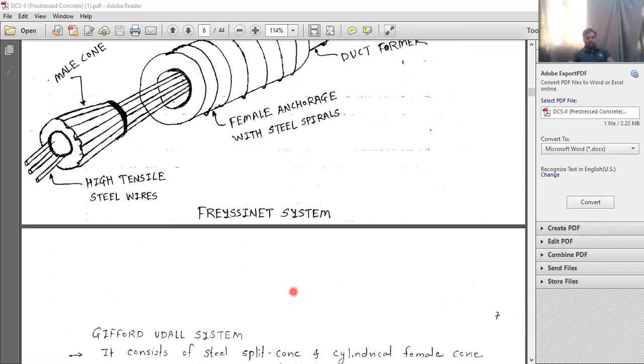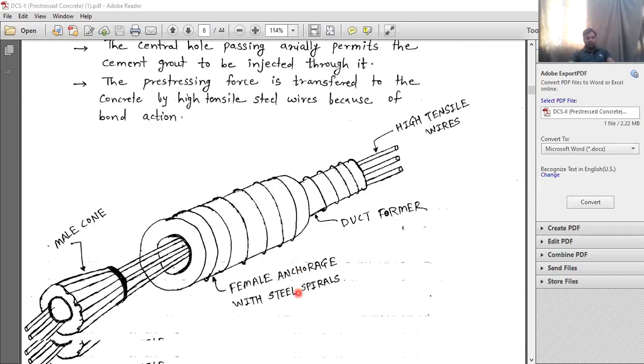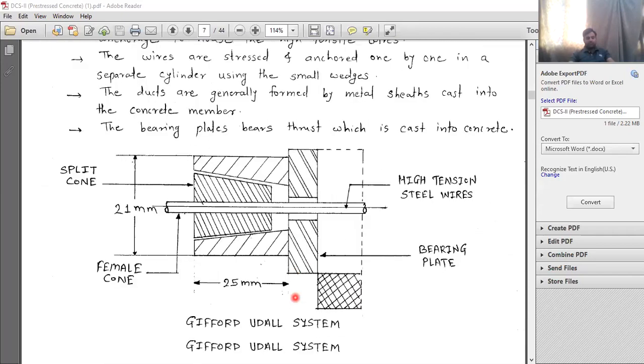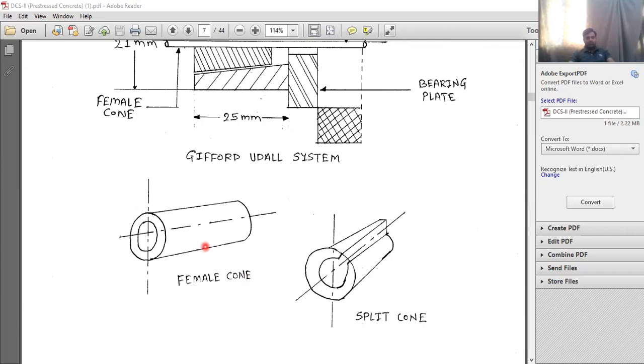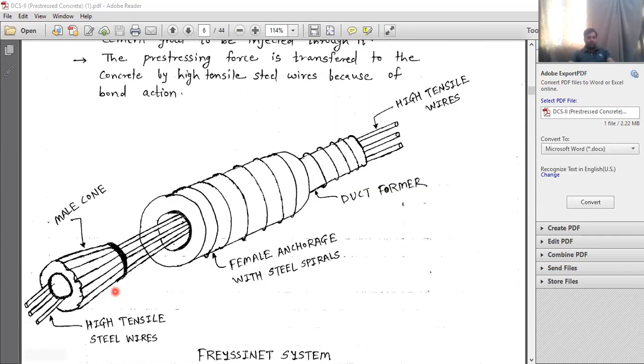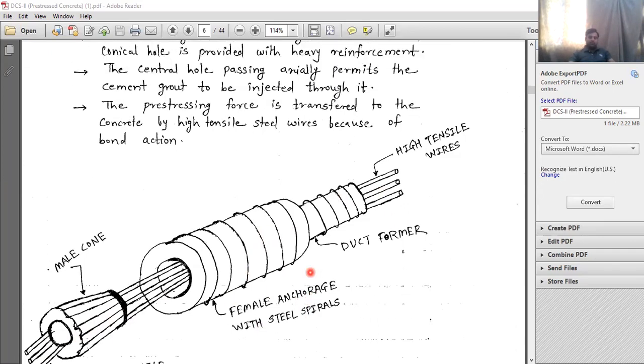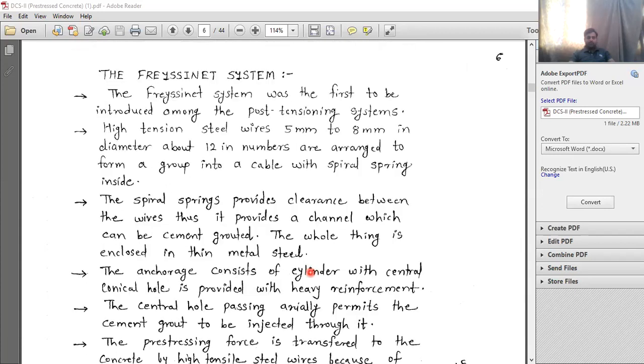So this is called the Prestressed system. Here the female cone and male split cone are shown. Same here, the male cone will be there, and this is called the female anchorage. This type of assembly is there. Now we will see how it is applied.